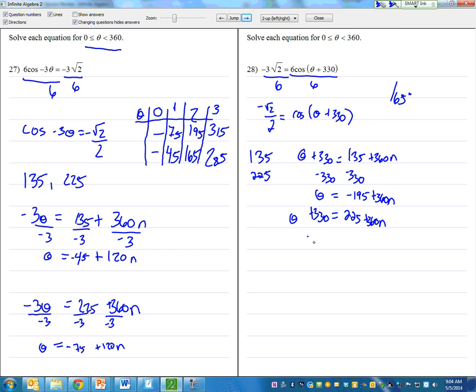So let's solve this other equation. I'm going to minus 330 from both sides. So you take 225 minus 330 is going to give you negative 105. So theta equals negative 105 plus 360n. What I'm going to do is plug in 0. That gives me a negative number, so I'm going to plug in 1. So that's 360 minus 105, and that comes up with 255. So my other value is 255. Now if I plug in one more value, I'm going to go too far, so I don't have to worry about that. So my two values are 165 and 255.